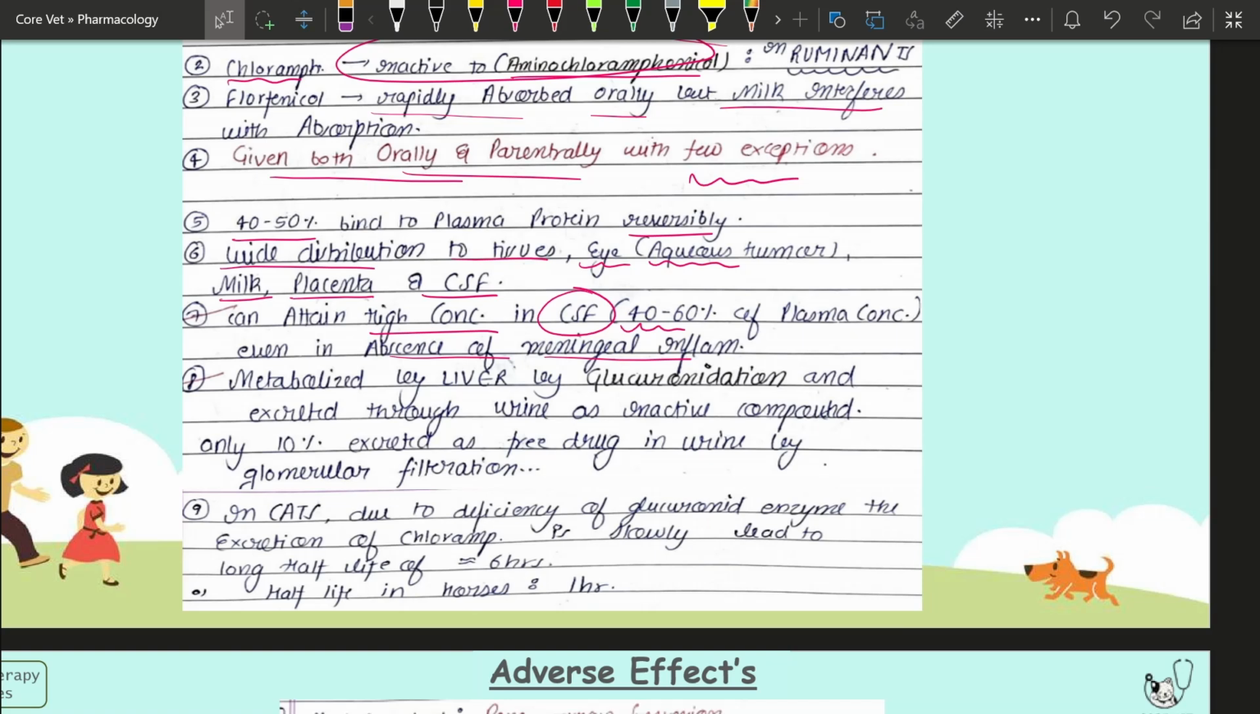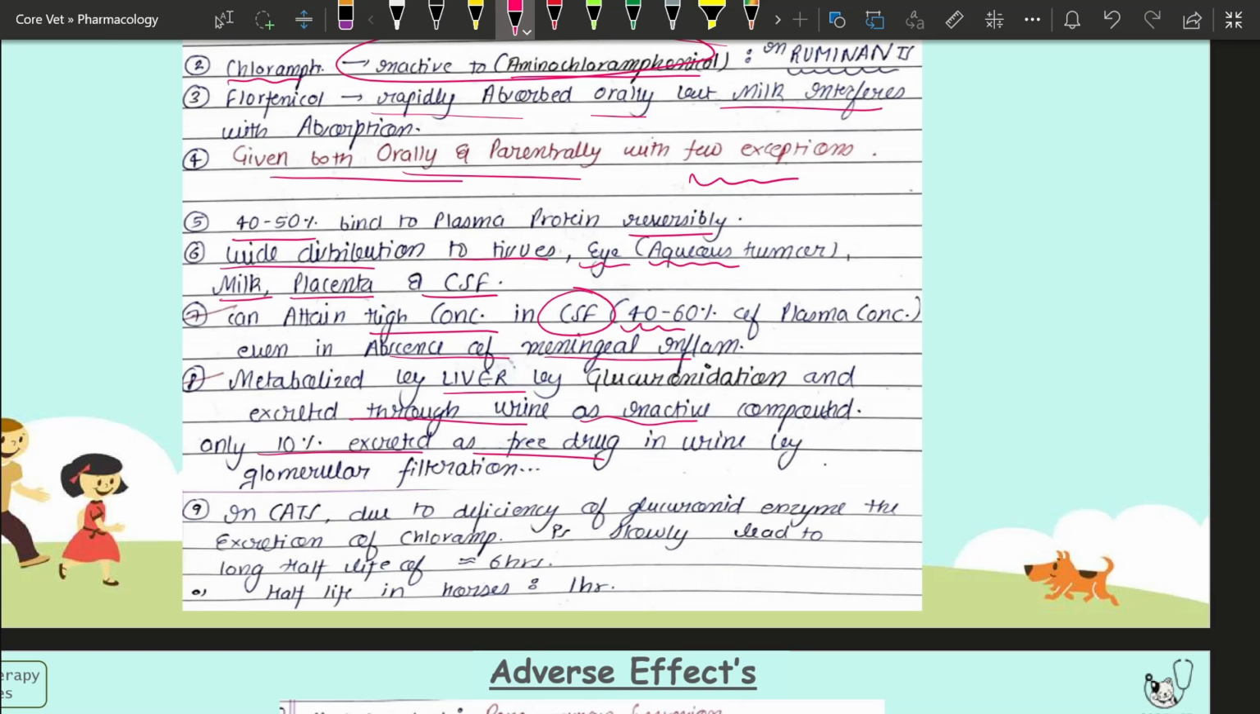And if we talk about how this particular drug is going to be metabolized, it is metabolized by the process of glucuronidation in the liver, and then excreted through the urine as an inactive compound. Only 10% is excreted as a free drug. We all know a drug could be excreted in an unchanged form, as with aminoglycosides, or it could be firstly metabolized in the liver, then excreted, right?